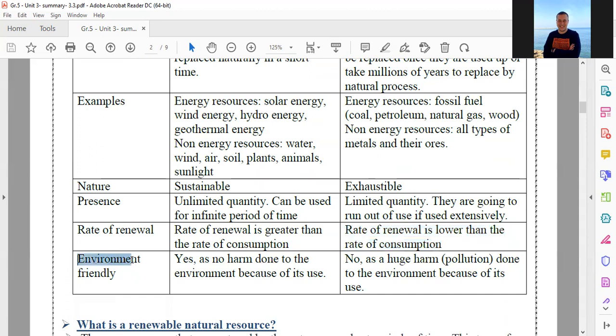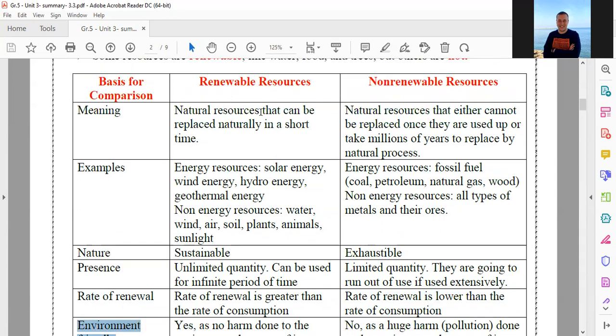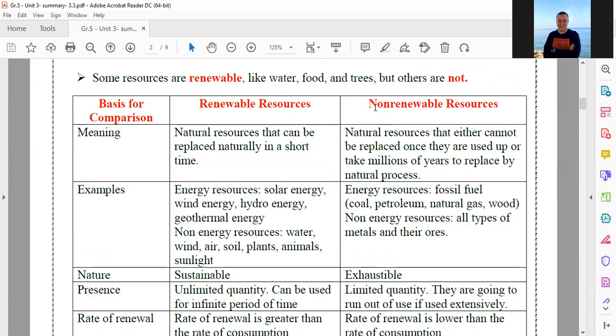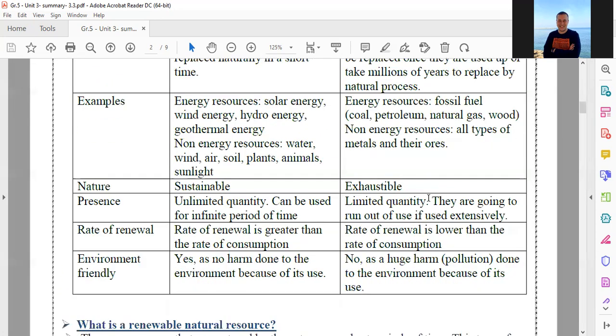Environment friendly means it does not pollute or harm the environment. Yes, renewable resources are environment friendly. There is no harm done to the environment because of the use of renewable resources. What about the non-renewable resources? Actually, no, they are not environment friendly, because huge harm or pollution is done to the environment because of their use.